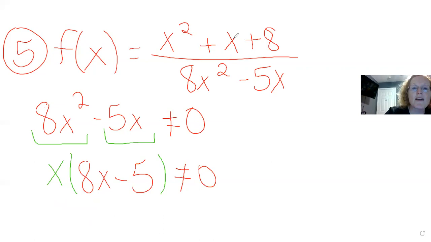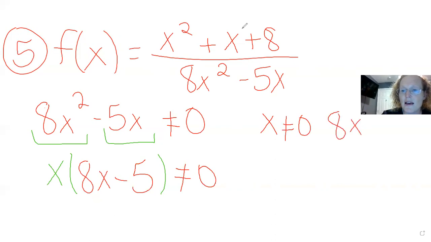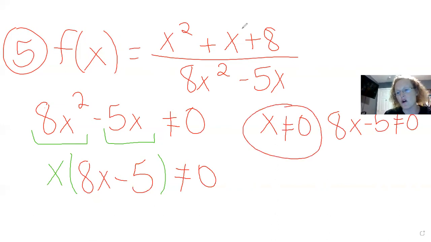And so once you've got it factored, the good news is it's exactly like the last one. You just take both of those factors and set them not equal to 0. So in this case, we're going to say the first factor, x, cannot equal 0. Or the second factor, which is 8x minus 5, cannot equal 0. And the good news is that one's already got x by itself. It's solved. That's kind of nice. We love things like that. This one, on the other hand, not so much.